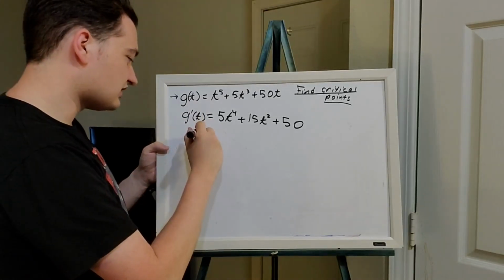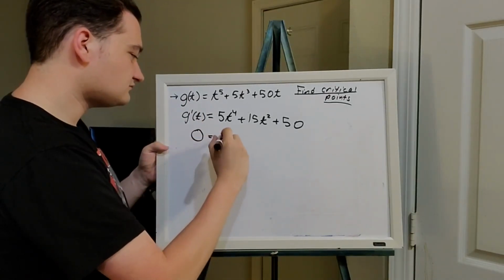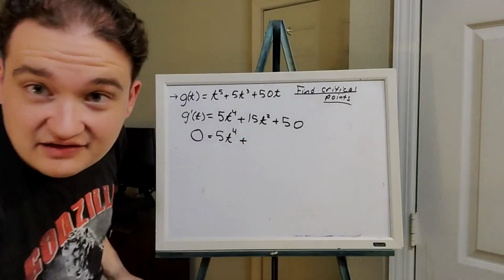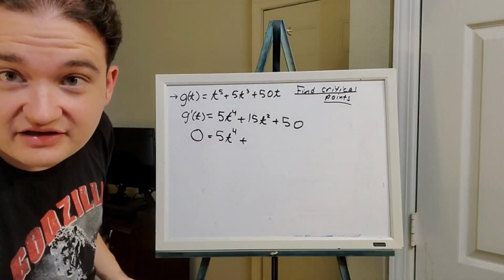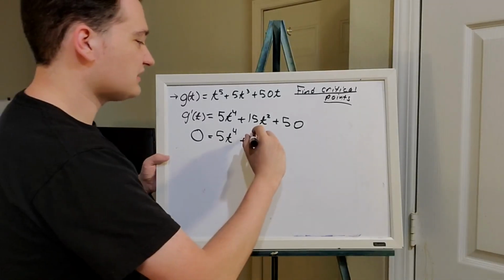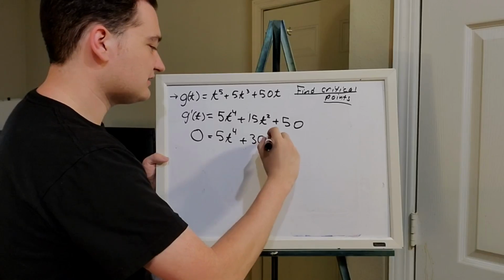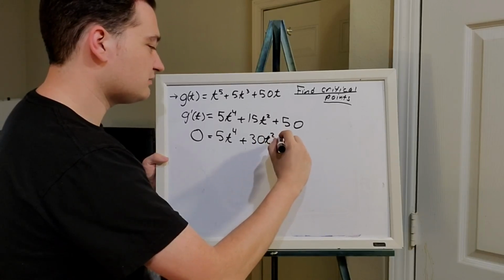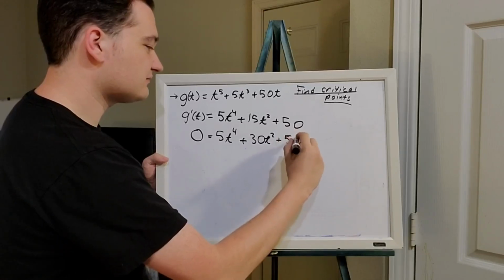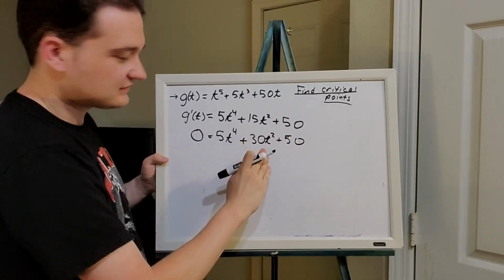So let's start. We're going to take this derivative, 5t to the 4th plus, I suppose that does show up, plus 30t squared plus 50. Oops.